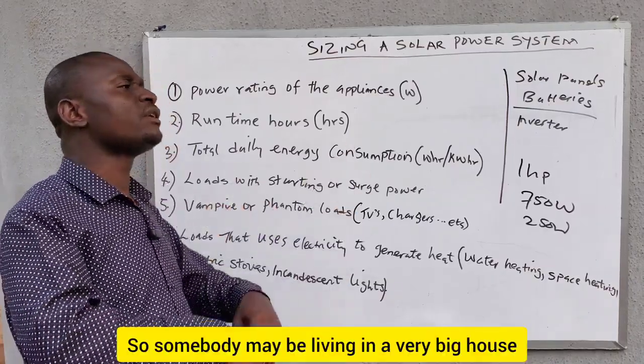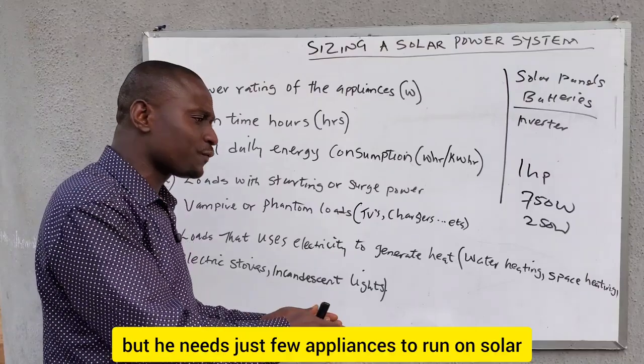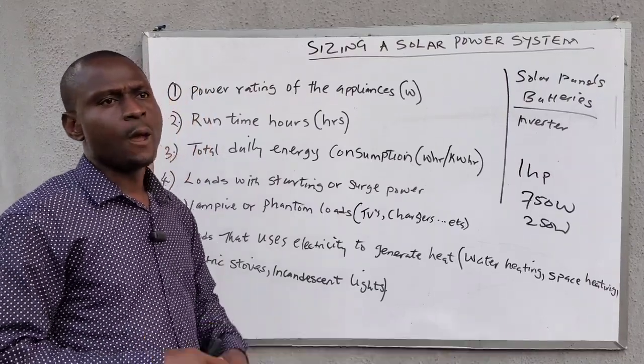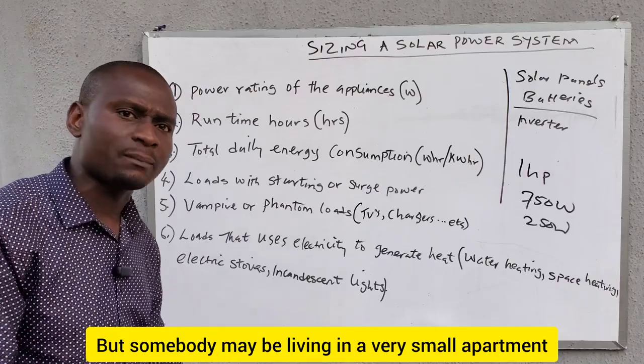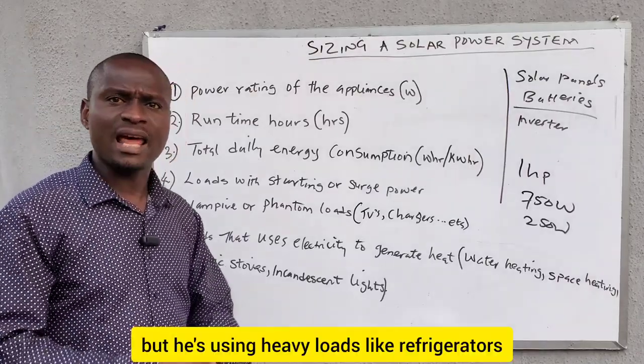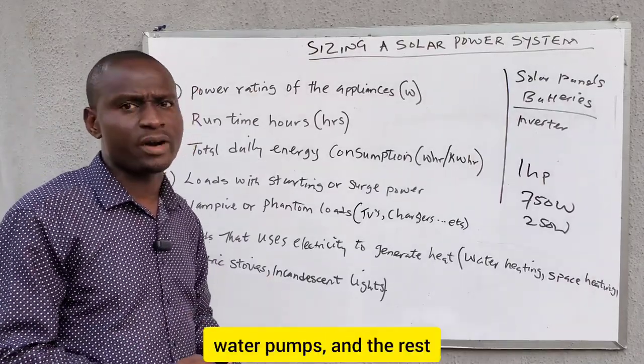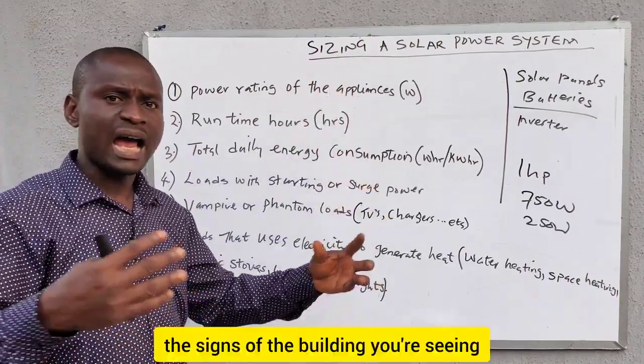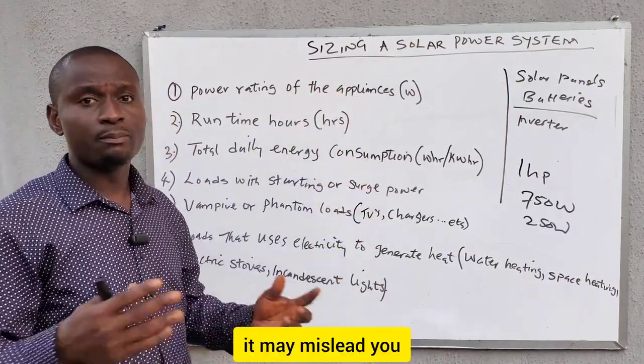So somebody may be living in a very big house, but he needs just few appliances to run on solar, maybe just lighting points and television. But somebody may be living in a very small apartment, but is using heavy loads like refrigerators, water pumps, and the rest. So if you are sizing a solar system based on the size of the building you're seeing, it may mislead you.